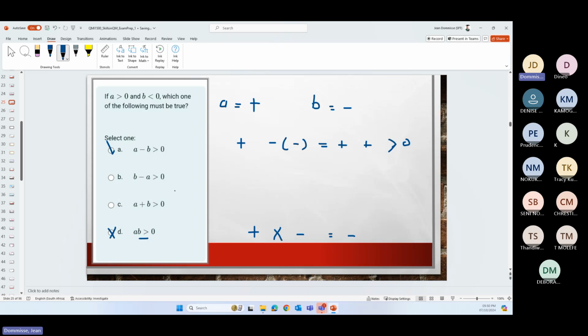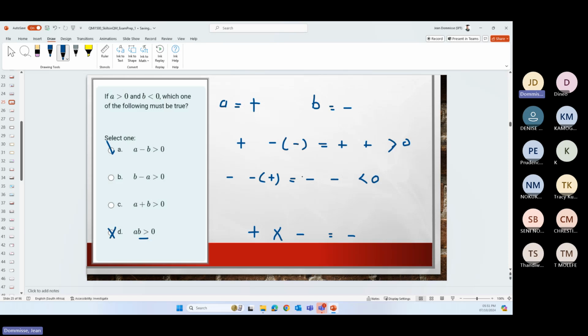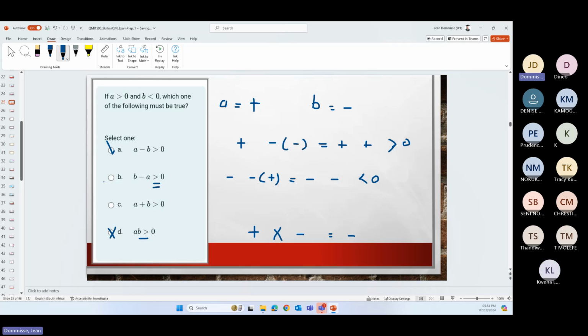So let's look. B is a negative number. And if we say minus a positive number, that means we're going to have a negative number, and we're going to have a negative number. So two negative numbers added together will be smaller than 0. So if it was -2 plus -3, it will be -5. It will be smaller than 0. So that's why that one is wrong.